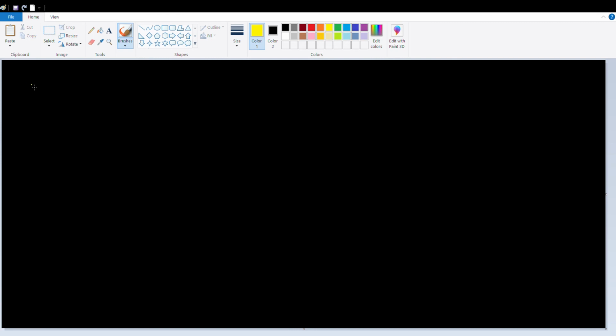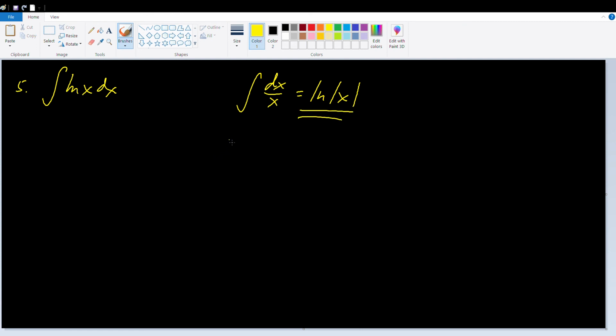So we're now down to example 5, the integral of ln x dx. We have the integral dx over x that leads to the natural logarithmic function. The integral of dx over x is ln x, but we do not have, as of the moment, the integral of ln x. And to find the integral of ln x is to apply integration by parts.